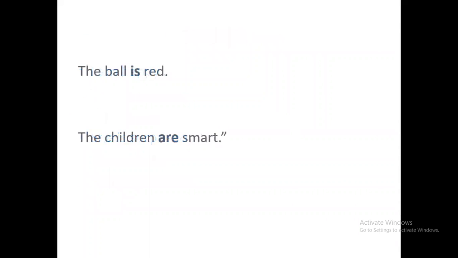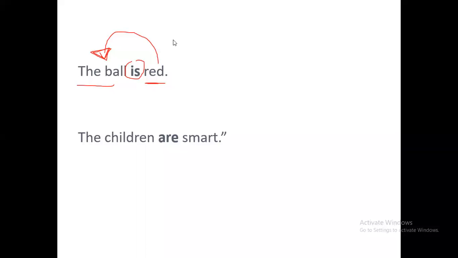Here we have some examples. The ball is red. The ball is the subject. Is is a linking verb. Red is more information about the ball. What's the color of this ball? It is red. So the ball is red. The word is is a linking verb. It links the subject to the word red, and it's information about the subject.